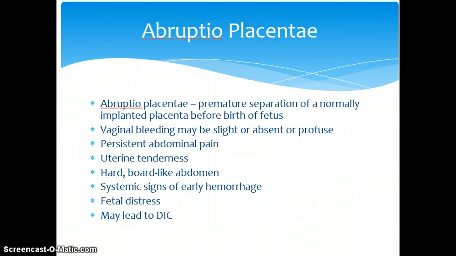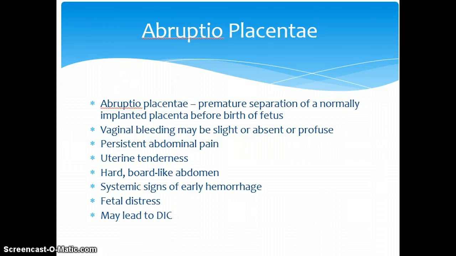Again, if you refer to table 14.6 on page 362, you can see the different types of abruptio placentae versus placenta previas. The biggest difference between an abruption and a previa is that the patient still has vaginal bleeding, but they have persistent abdominal pain and uterine tenderness. These patients will be doubled over in pain when they present to the OB unit. They will have a hard board-like abdomen.